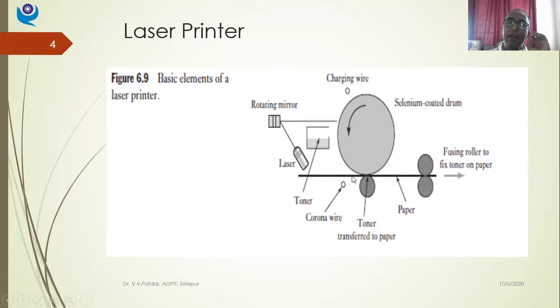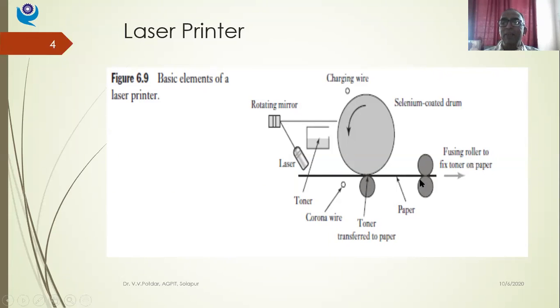So this paper is also continuously moving. When it comes in contact with this drum and the pressure roller, it is sandwiched between the pressure roller and the selenium coated drum. Now the ink that is there in the charged area of the drum will be transferred onto the paper. The paper is rolled between the drum and the pressure roller, and that ink on the drum is transferred onto the paper, because this paper is also charged by means of my corona wire. So that ink is transferred now.